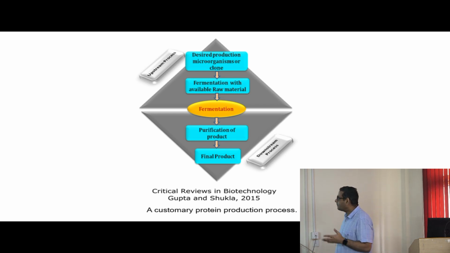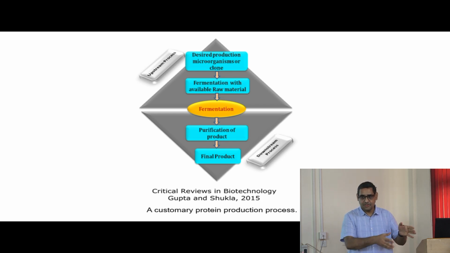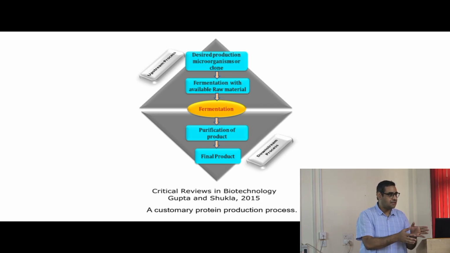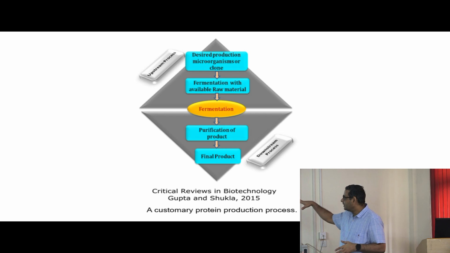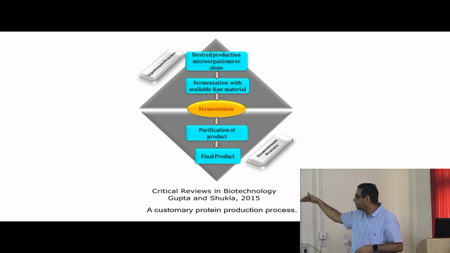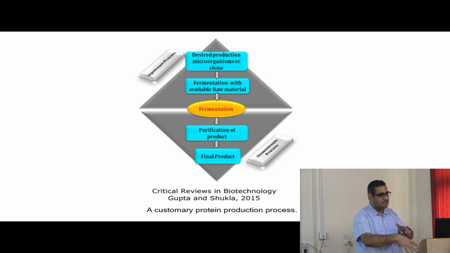If we want to have some products, like a therapeutic protein, whatever product you get from fermentation, because all products which you produce for therapeutics or for drugs are due to fermentation and large scale production, you do it like this. First you get the desired production from the microorganism or clone, then you do fermentation, then purification, and then you get the final product. Then you market the drug, pack it and sell it. This is a normal process.